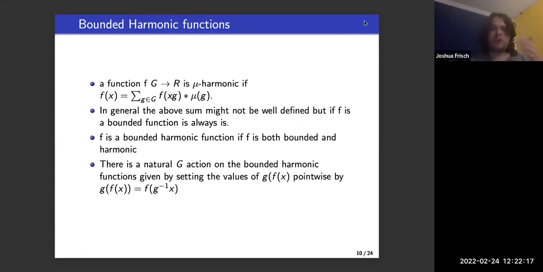And I should say there's also a natural G action on the space of harmonic functions, where you send f of x to f of G inverse of x. The G inverse might look weird at first, but it's actually just what you get when you actually write down the formulas and work it out.